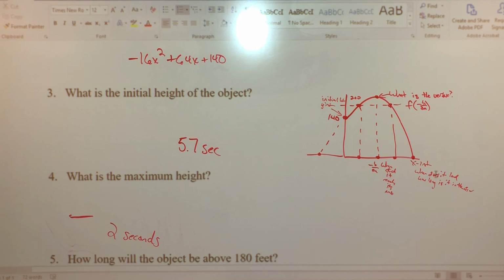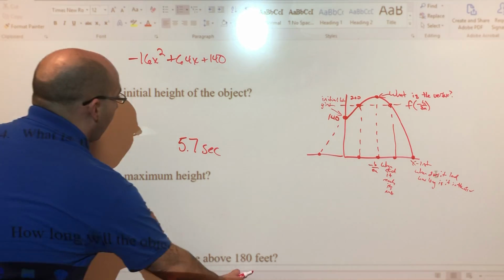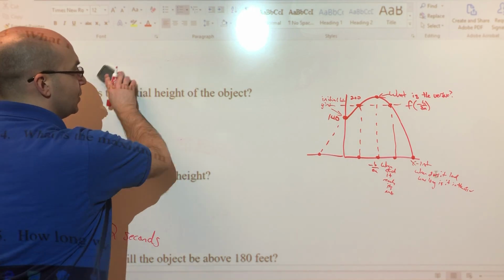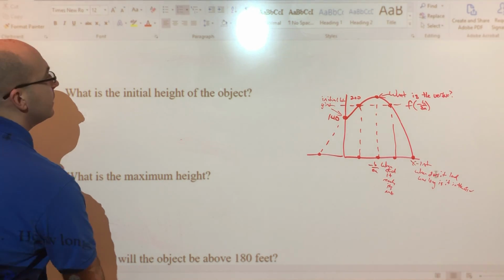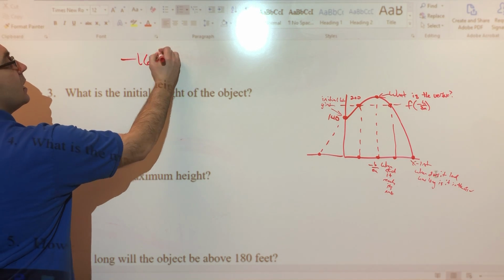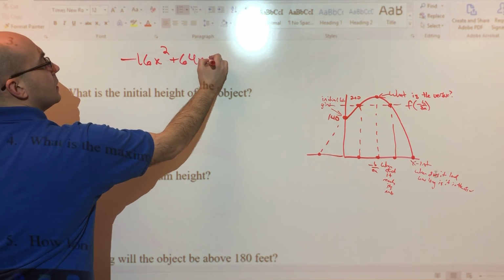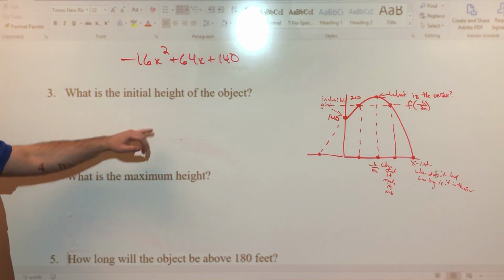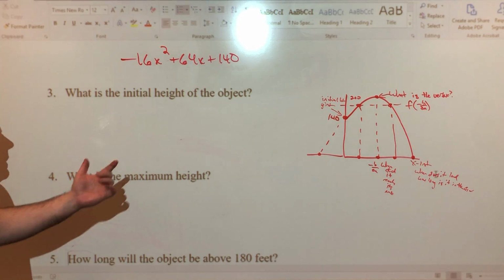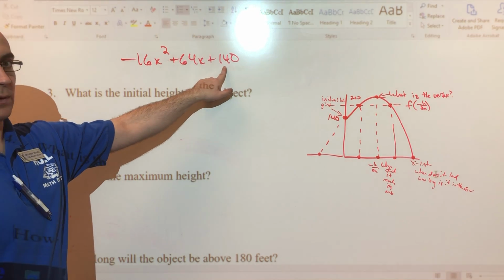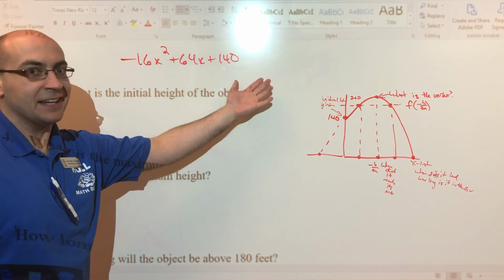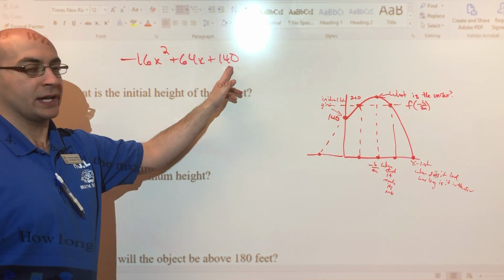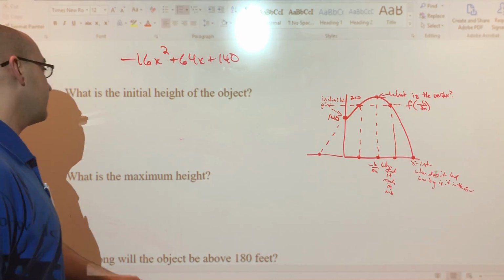Okay. Number 3 says, what is the initial height? Okay, so I'm giving you a really, really easy one there, okay? I should have erased that, sorry. Okay, so what is the initial height of the object? Well, the initial height is when I plug in 0 for x and solve for y. Or it's what the problem says it is, it's 140. So the initial height is 140 feet, okay?